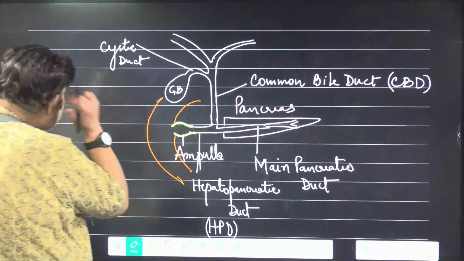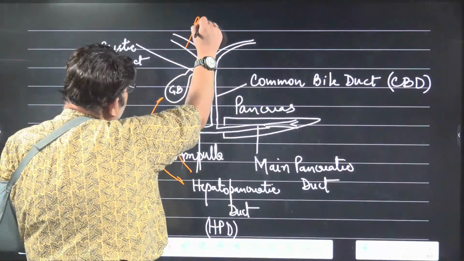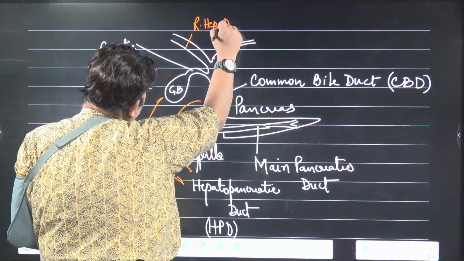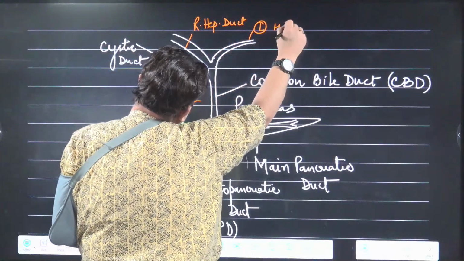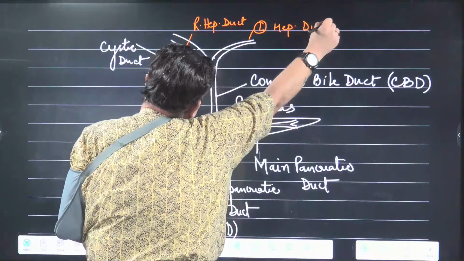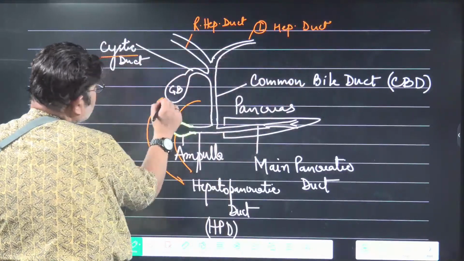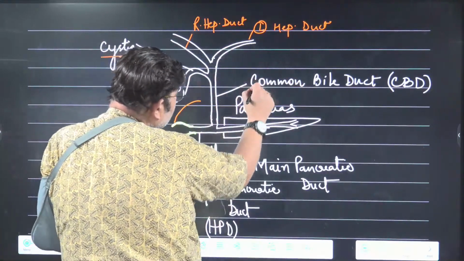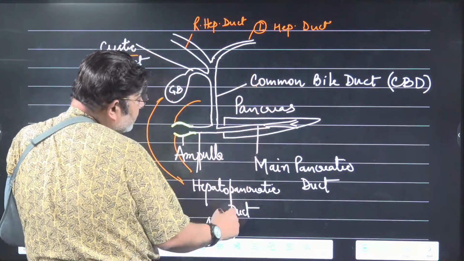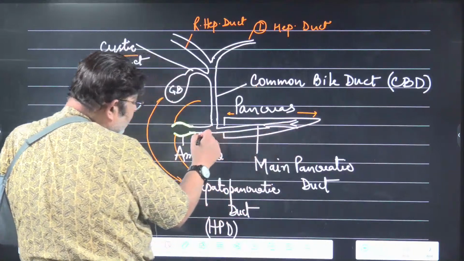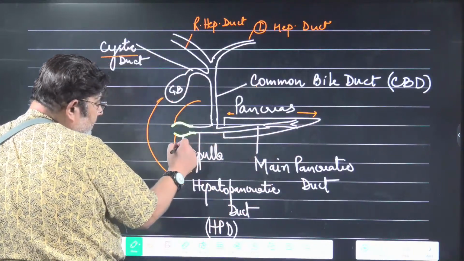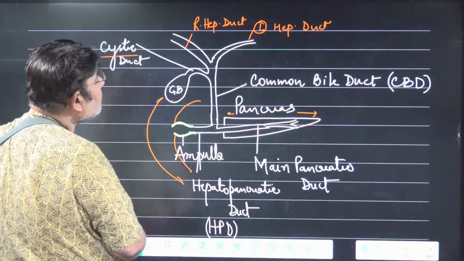So you can see the duct system. This is the right hepatic duct, and this one is the left hepatic duct. This is cystic duct, this is gallbladder, this is common bile duct, this one is main pancreatic duct, this gland is the pancreas, okay, and this is hepatopancreatic duct, this is hepatopancreatic ampulla.